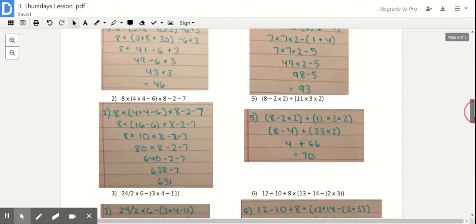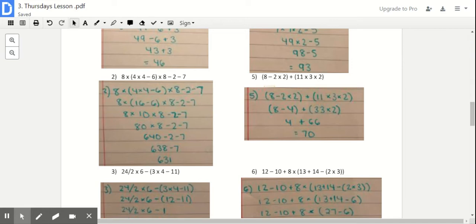All right, let's keep going. Let's look at number 2. So again, I am continuing to keep all of my work neat and organized. So 8 times parentheses 4 times 4 minus 6, close the parentheses, times 8 minus 2 minus 7. So what is my first step here?